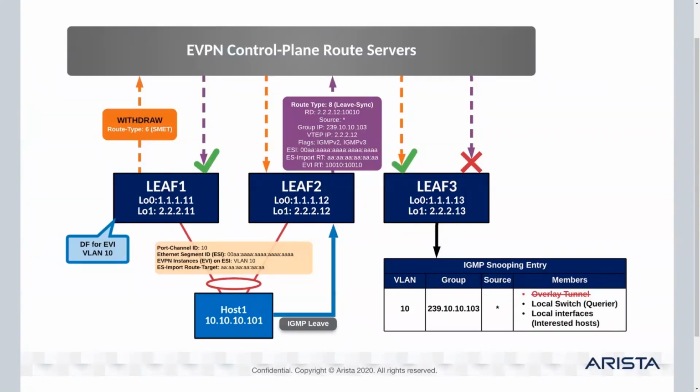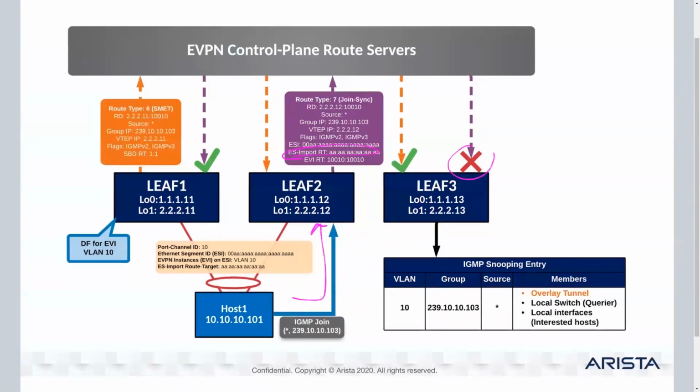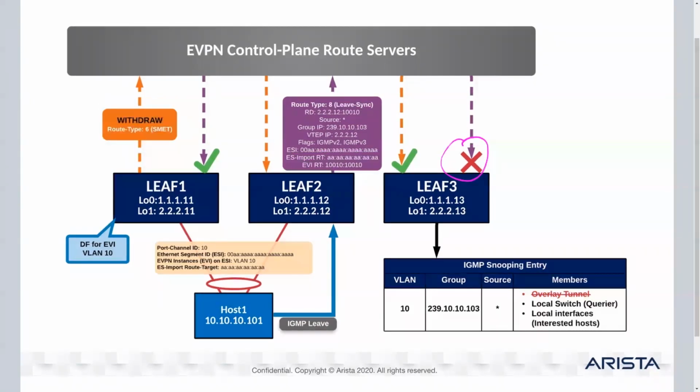Notice that leaf 3 received the type 8, and in this example it received the type 7. It's not going to do anything with it. It's not going to import it. So the VTEPs that are connected to a common ESI are the VTEPs that will need to support these 3 routes in order for this to function correctly.